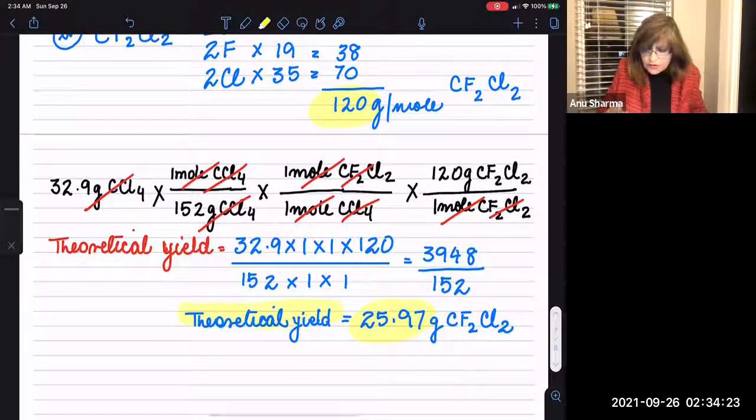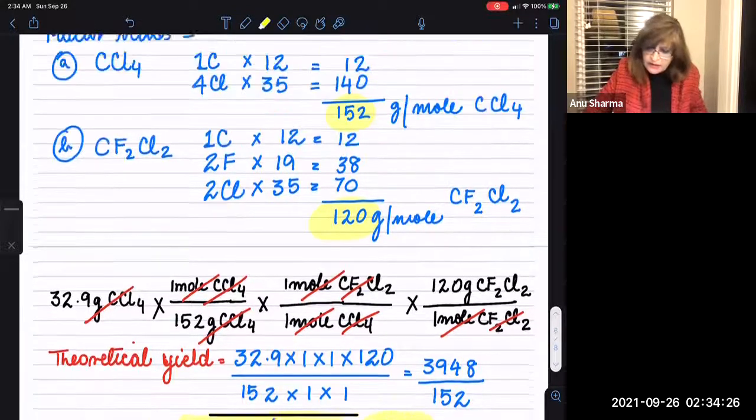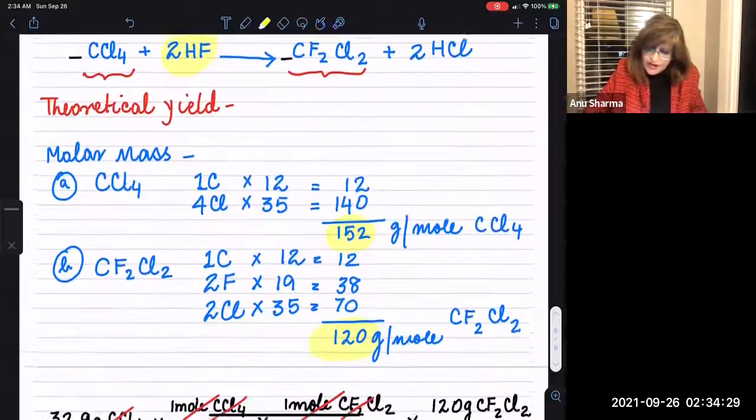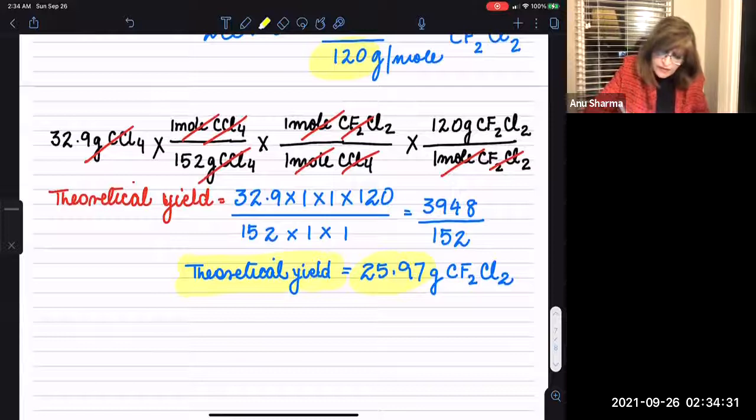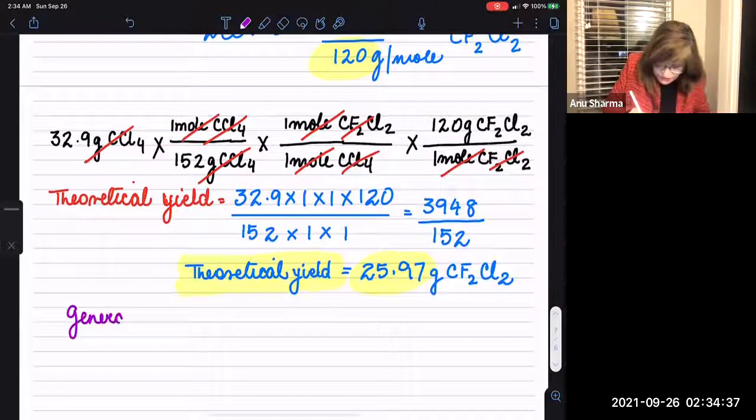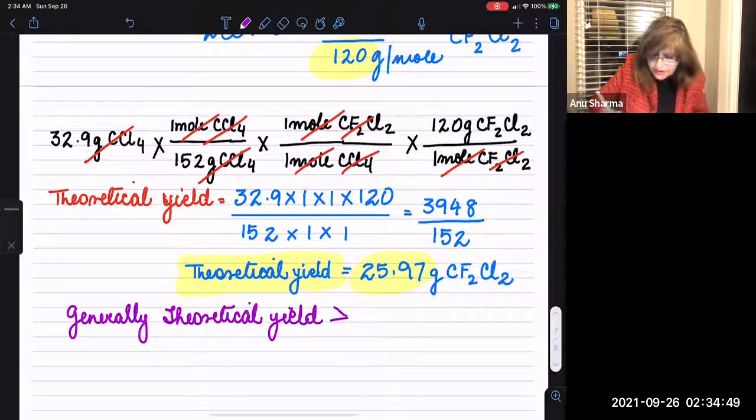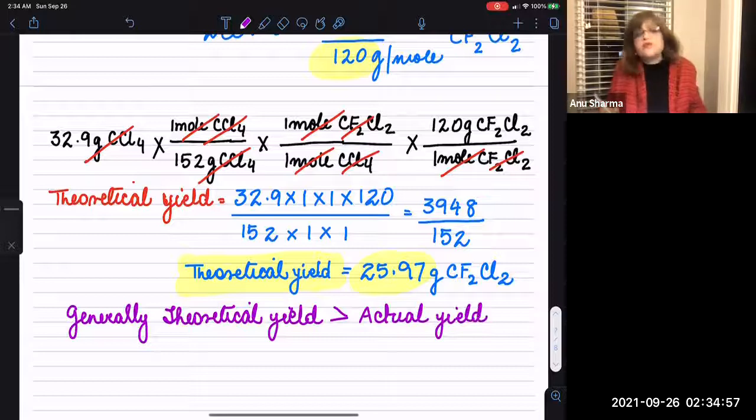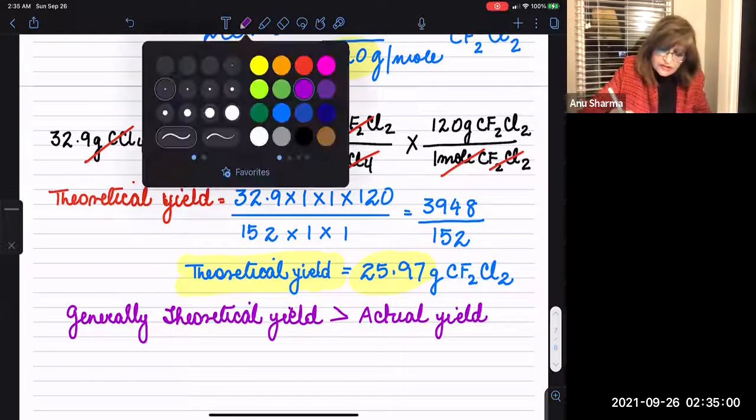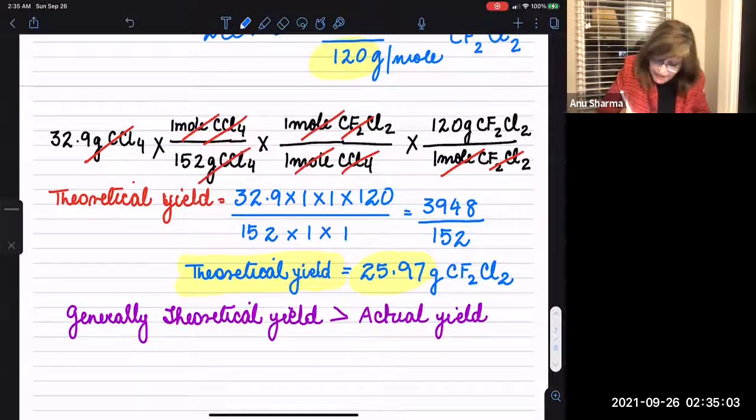Keep in mind that, unless there are impurities, the theoretical yield is always going to be larger in amount than the actual yield, because, as I said, there is a productivity loss. So the actual yield will be less due to the loss in the steps.